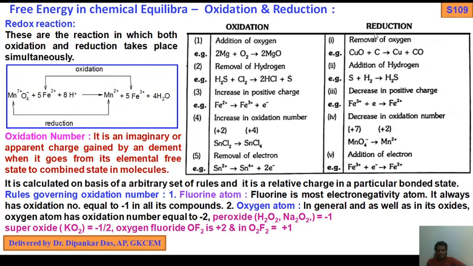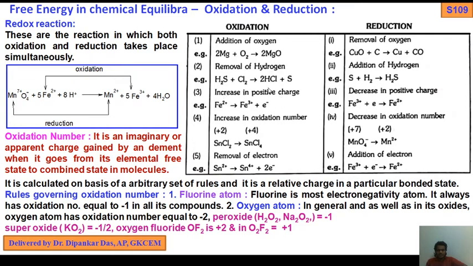Whereas reduction is removal of oxygen. As for example, magnesium plus O2 you get 2 MgO. Similarly, copper oxide plus C you get Cu plus CO. Oxidation means removal of hydrogen. Reduction means addition of hydrogen. So H2S plus Cl2 we get 2 HCl plus S. Similarly, S plus H2 we get H2S.